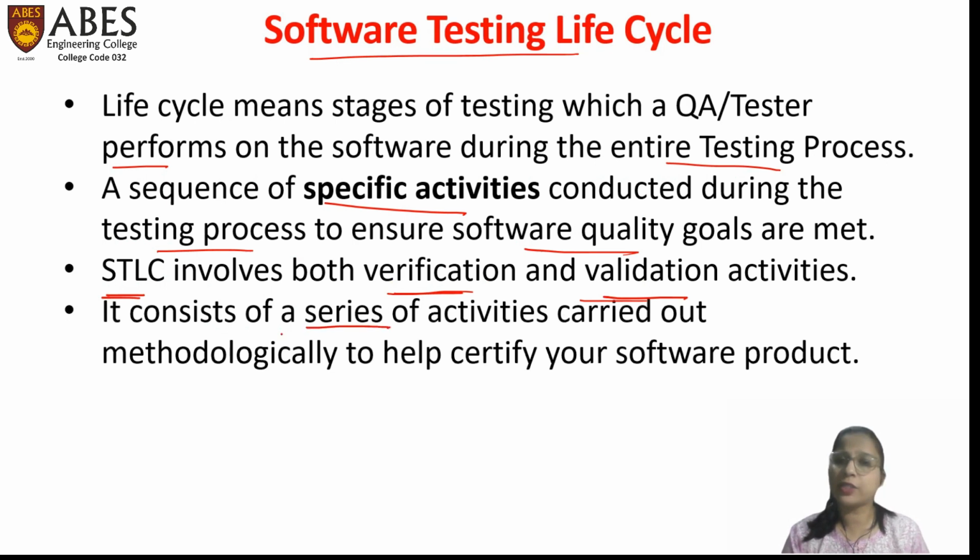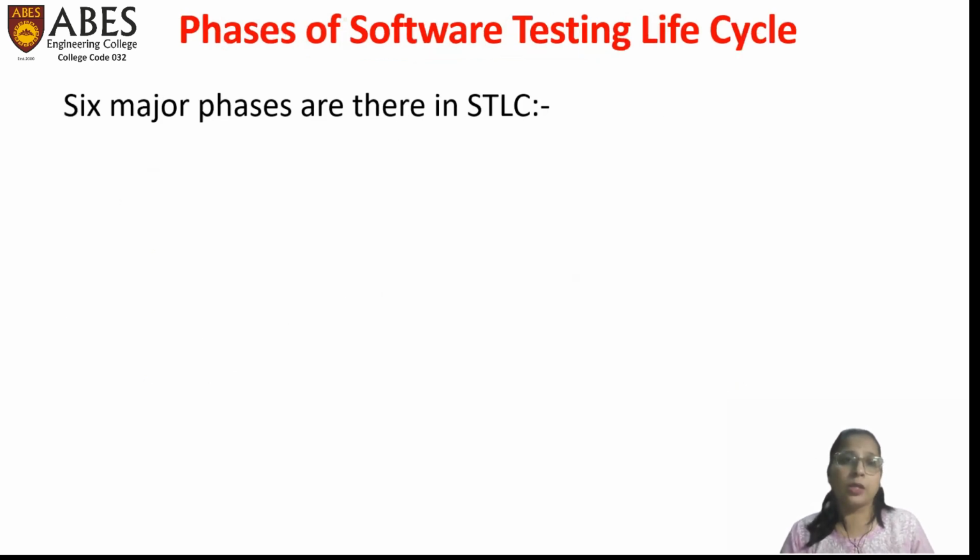It consists of a series of activities carried out methodologically to help certify your software product, right? So different activities are taken up one by one, different features of the software are tested, and all of that is recorded and noted down. Finally they say that yes, everything has been checked and now it meets our quality requirement. So there are 6 major phases in STLC.